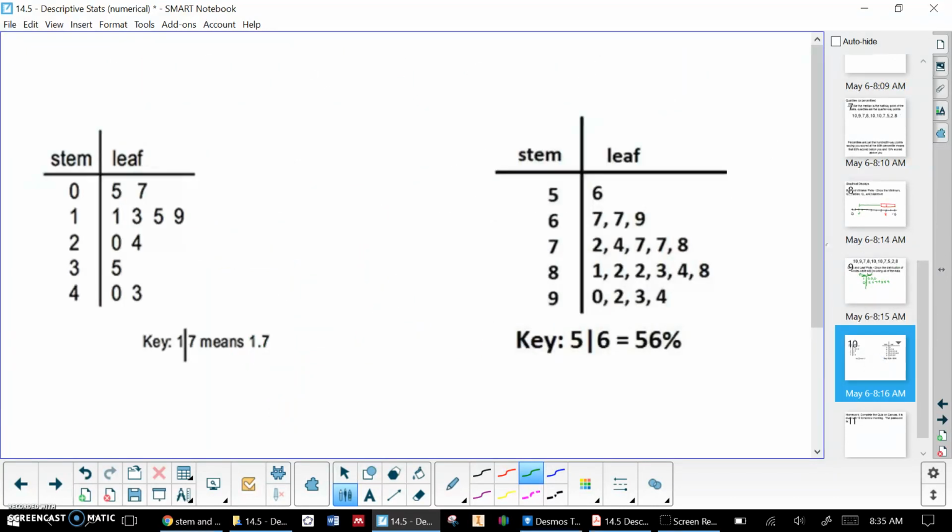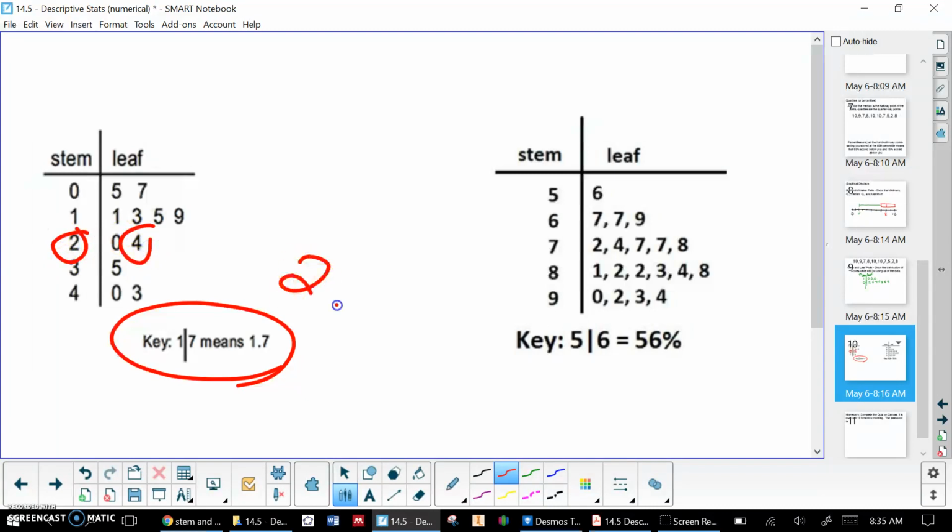So you'll always want to make sure you're looking for a key to start off with. The key is going to tell you how to read the data. And so this says that 1 bar 7 means 1.7. And so when we look at this, if you see the 2 and the 4, that's a 2.4. If you see the 4 and the 0, that's a 4.0.